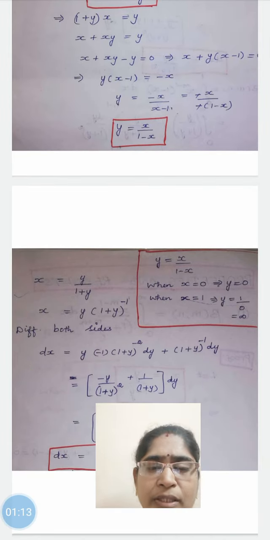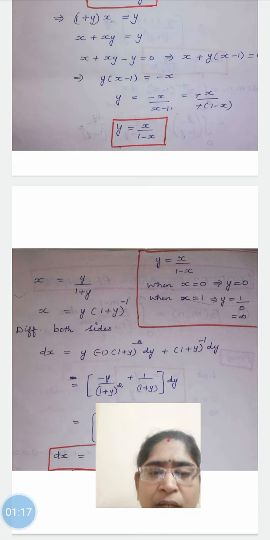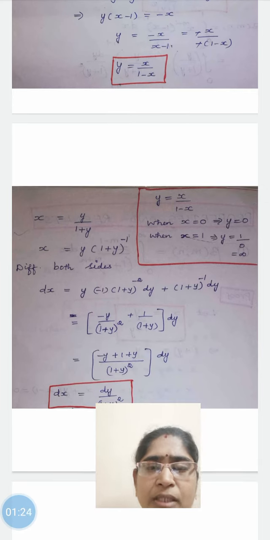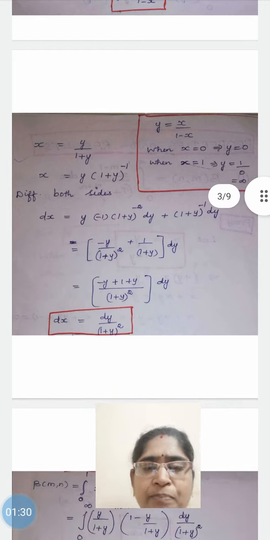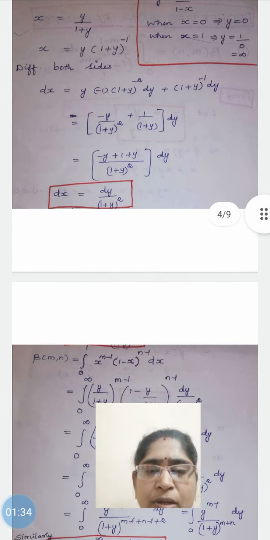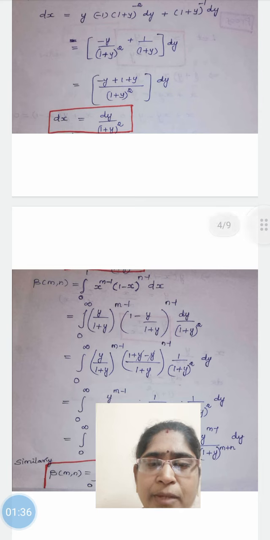Since we made the substitution, the limits will change. Therefore, when x is equal to 0, the value of y is also 0, and when x is equal to 1, our y is infinity. So we are getting the new limits for y. And coming back to the substitution x is equal to y by 1 plus y, differentiating both sides and simplifying this, we will be getting dx is equal to dy divided by (1 plus y) the whole square.